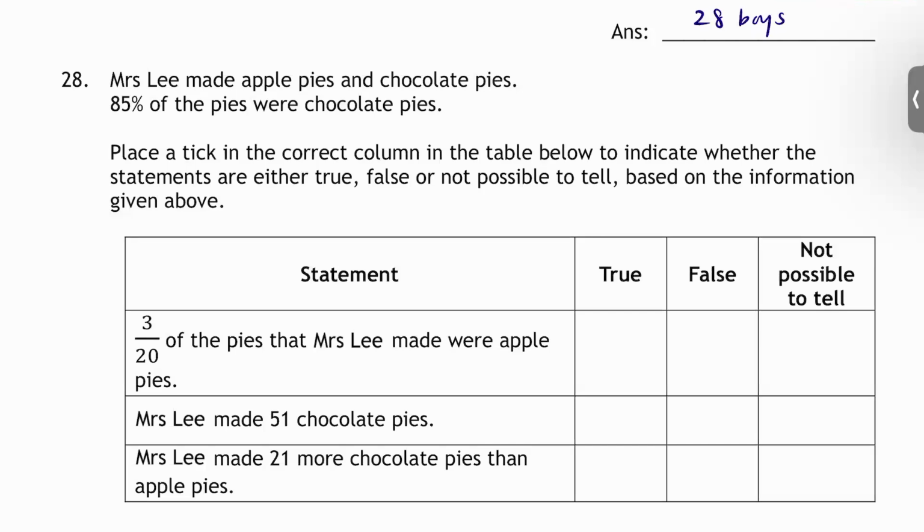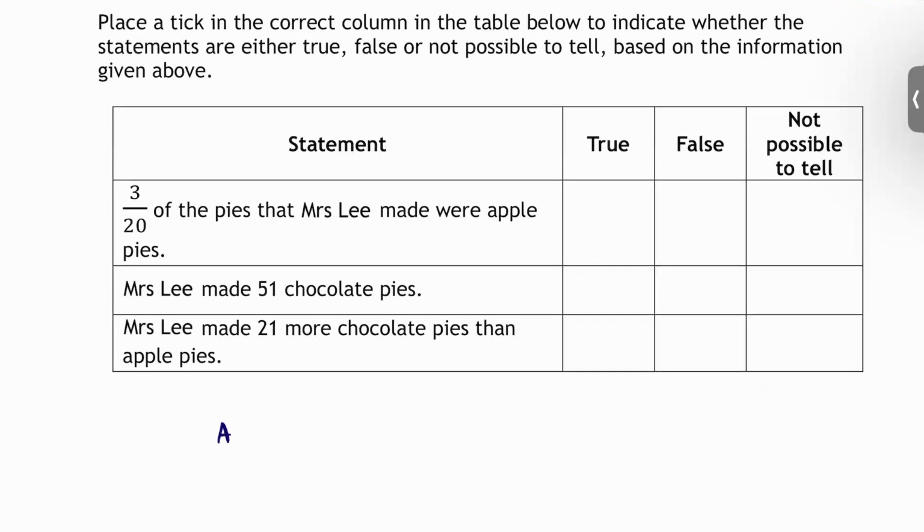we have Mrs. Lee who made apple pies and chocolate pies. 85% of the pies were chocolate. So when we see 85%, we can form a ratio. So apple to chocolate to total. If 85% were chocolate, this would be 85 is to 100, which means that apples must be 100 subtract 85, which is 15. We can reduce this by dividing by 5, and then we get 3 is to 17 is to 20. So this is a ratio we can form, and this means that there are at least 3 apple pies for every 17 chocolate pies, and at least 20 pies in total.